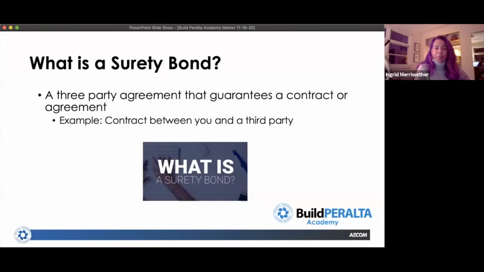So what is a bond? A bond is really a three-party agreement that guarantees a contract or agreement. And so essentially the three parties to the agreement are the bonding company, you, who are considered the principal, the party being bonded, and then the person to whom the bond obligation is due. So let's use the Peralta project and what will be prime contractors on this project as an example. Then the three parties would be you, the prime contractor, and the bonding company. Next slide.